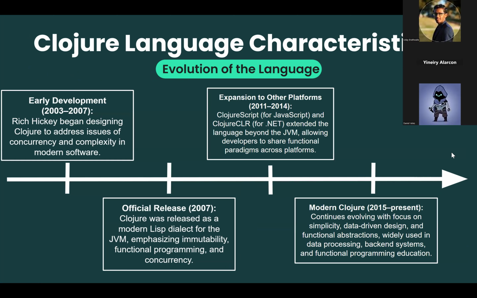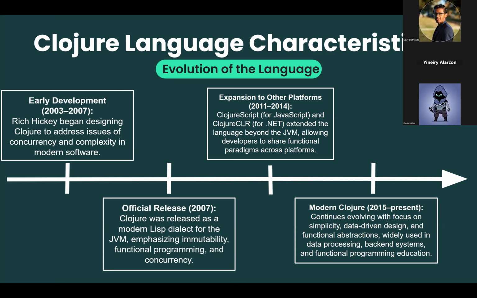So with a quick timeline, in the early development from 2003 to 2007, Rich began designing Clojure to address issues of concurrency and complexity in modern software, with the official release being in '07, as a modern Lisp dialect for the JVM, emphasizing immutability, functional programming, and concurrency, with an expansion happening in 2011 to 2014 on other platforms.